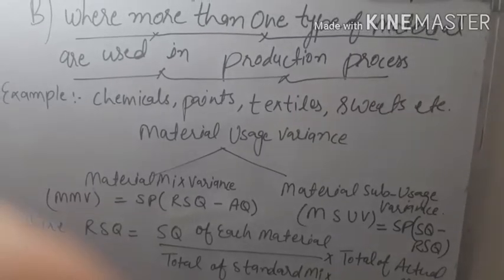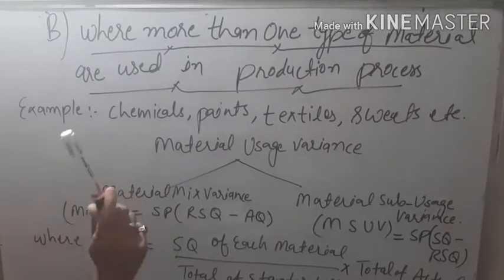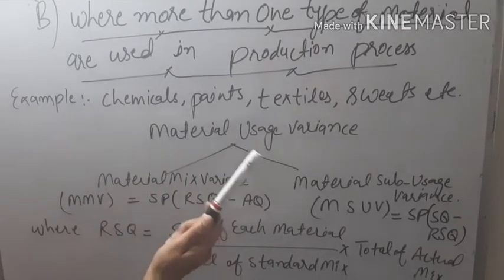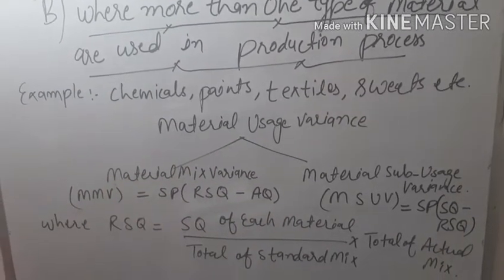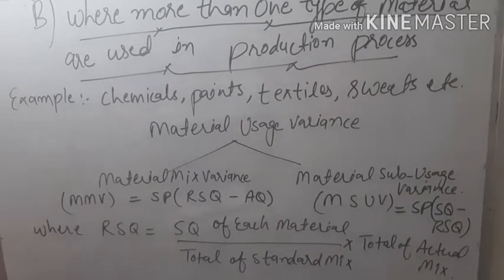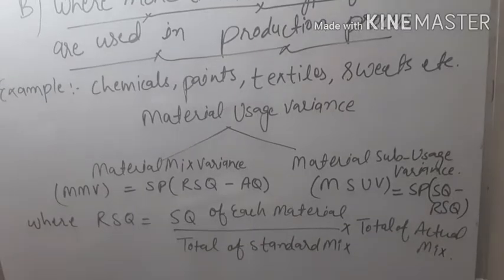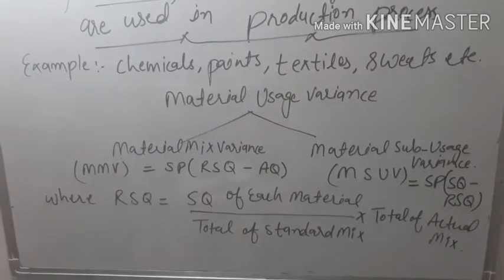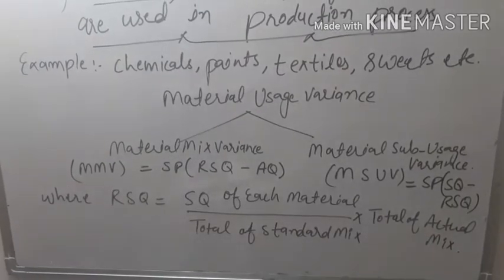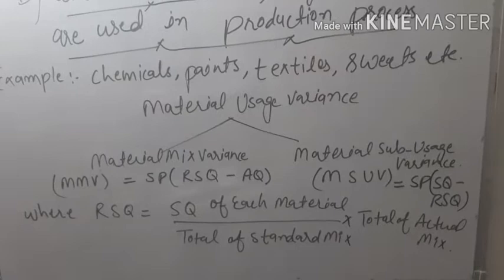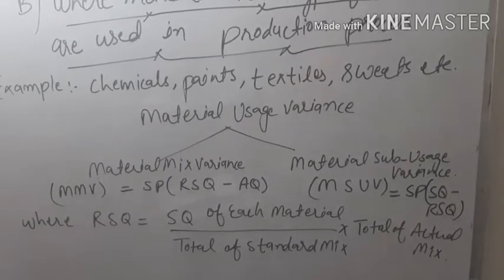Hello everyone, today I will teach you where more than one type of material is used in the production process. In earlier videos, I taught you where one type of material is used. Here, more than one type of material is used, for example, chemicals, paints, textiles, sweets, etc. In these types of production, more than one material is used.